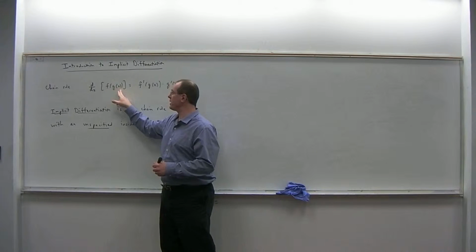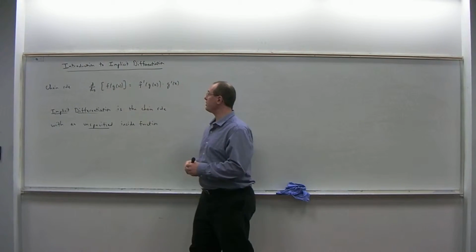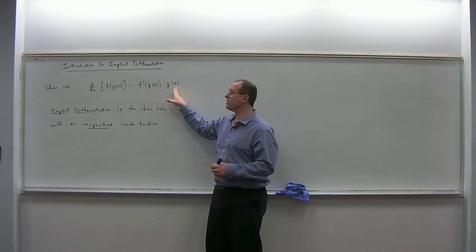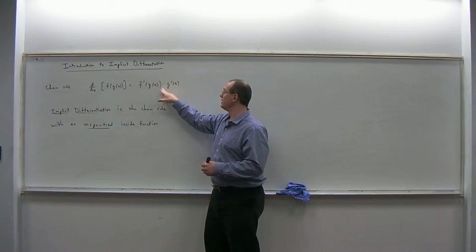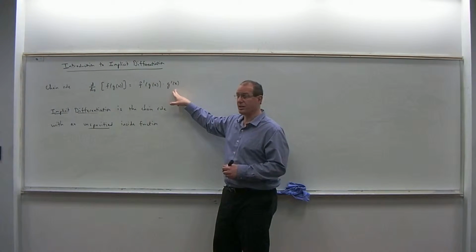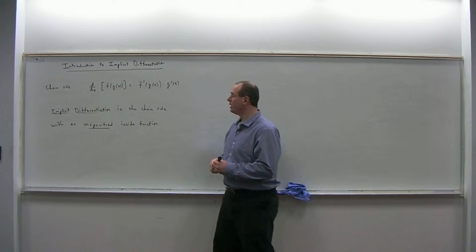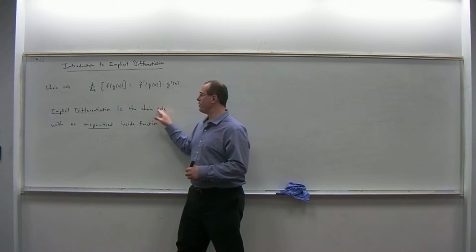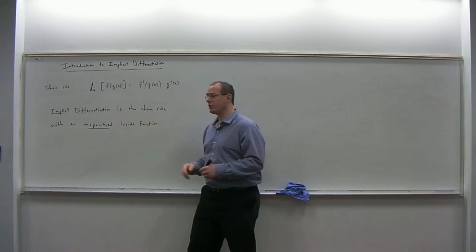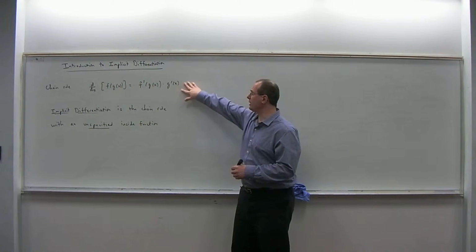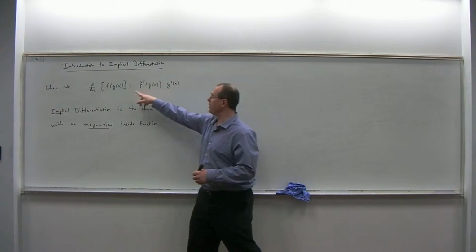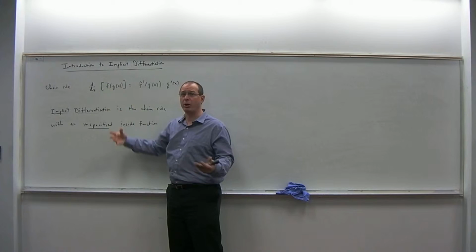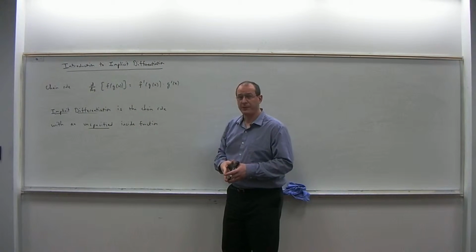The derivative of a composition, f of g of x, is equal to f prime of g of x times g prime of x. The derivative of the outside times the derivative of the inside. So implicit differentiation is basically the chain rule, but with an unspecified inside function. Now when you look at this formula, the inside function g and the outside function f are both unspecified.